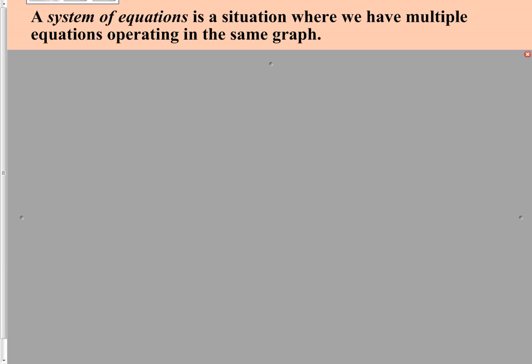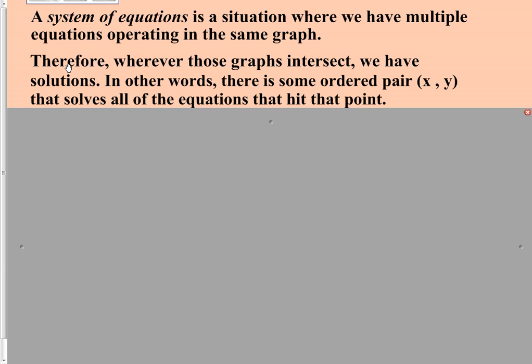Now, what this means is for the system of equations to have a solution, the graphs are going to interact with each other somehow. And we'll talk more about it, but we will have graphs that hit once. We may have graphs that hit more than once. We may have graphs that don't hit at all. But just generally speaking, wherever graphs intersect, we have solutions. In other words, there is some ordered pair, x comma y, that solves all of the equations that hit that point.